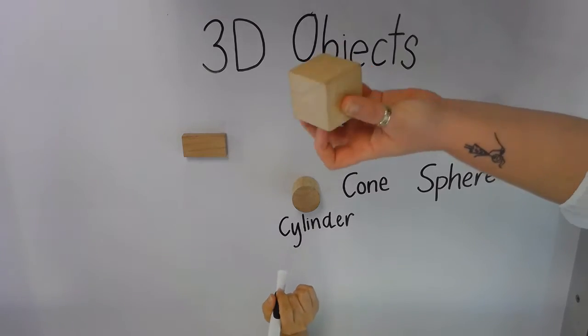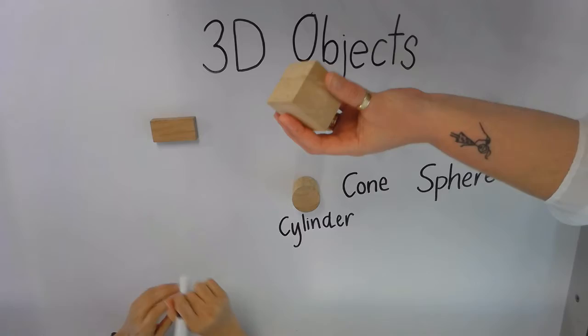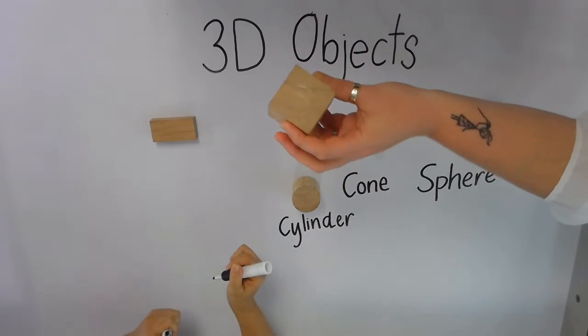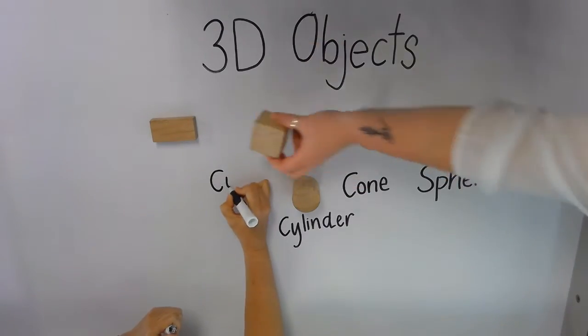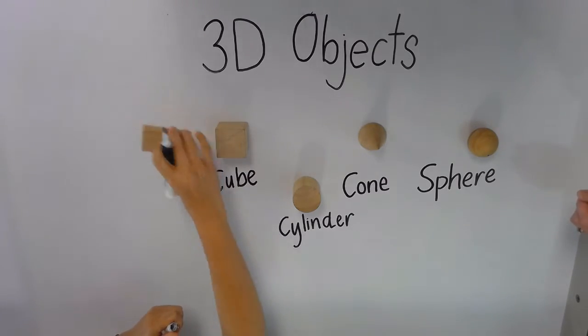This shape here is one of my favorite shapes. It has many flat surfaces, flat faces, and we're going to count them together soon, but I just wanted to show you all around. It looks a bit like a dice off a board game, and it's called a cube. So write down cube as Miss Khan is writing down cube.